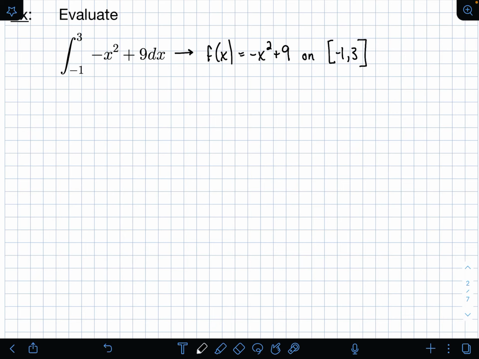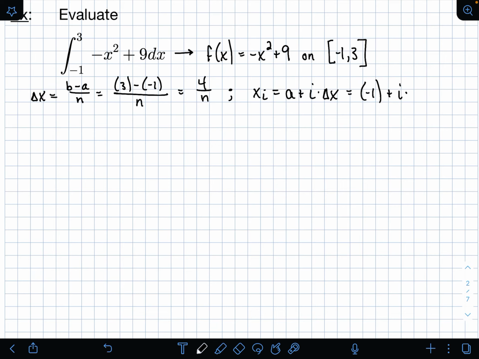To set up our Riemann sum, we start with delta x equals b minus a over n, where b is 3, a is -1, and n is unspecified, so that our delta x is 4 over n. From that, we can then fill in our formula for x sub I, which is a plus I times delta x, where a is -1, and delta x is the 4 over n we just calculated.